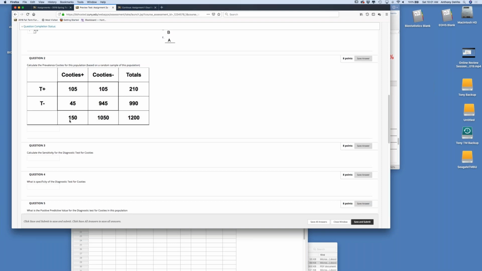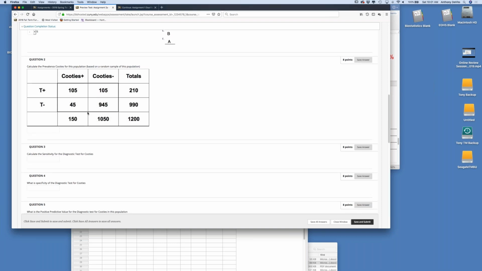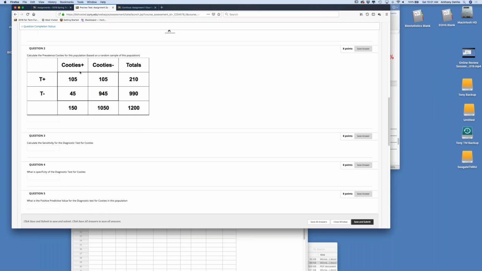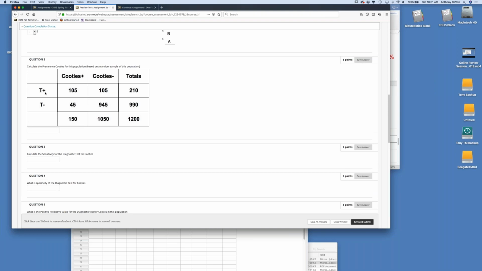So the total in this column represents everybody out of the 1,200 people who have the disease. It turned out to be 150 people. So the prevalence here is going to be 150 out of 1,200. In other words, 15 out of 120, whatever that comes out to be. So that percentage of people actually have this disease, right? Now we apply a diagnostic test. In that test, we put the people that tested positive in the top row, and people that tested negative in the bottom row.